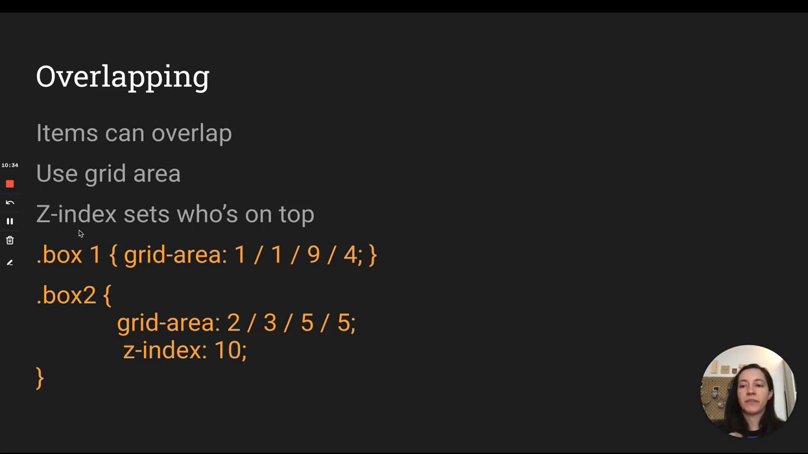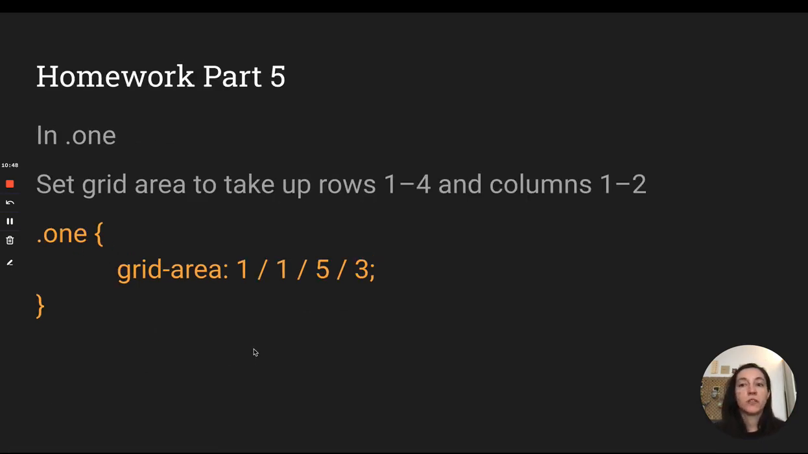And so you can do something like this where you indicate that these two boxes should share some row or column cell. And then this one, because I say Z index 10, which is a fairly high number, it will pop up on top. So let's try it out.